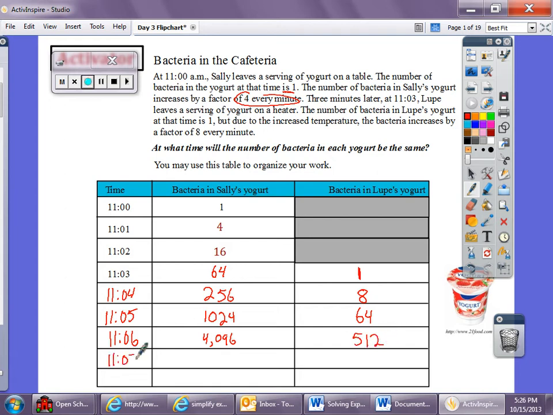11:07. We have 16,384 and 4,096. And then 11:08, we have 65,536 and 32,768. 11:09. So if we would add in 11:09 here, we have 262,144, and we have 262,144.